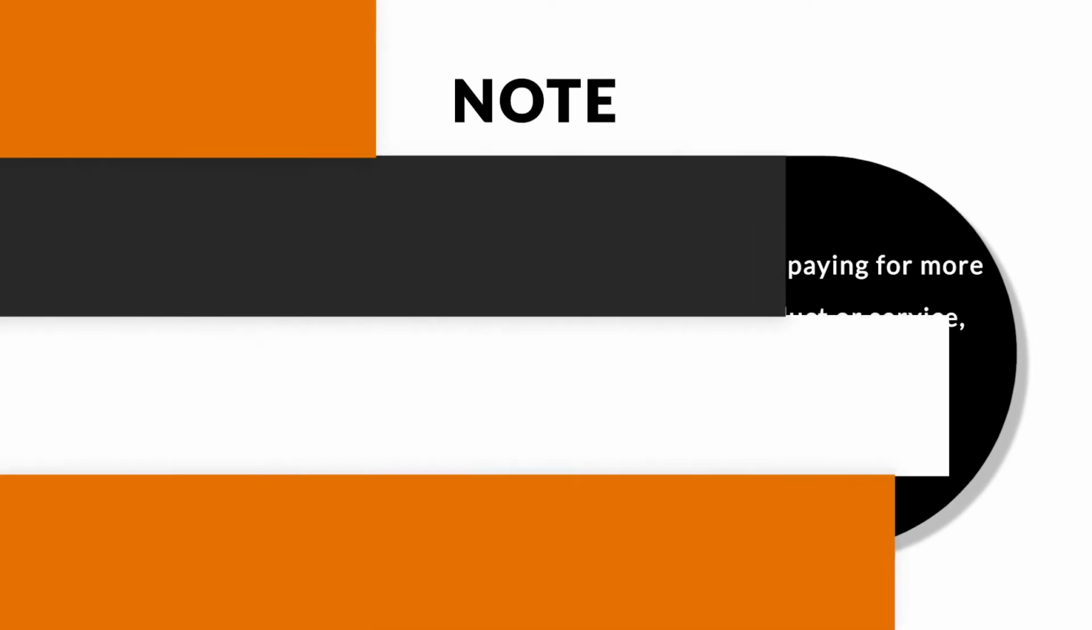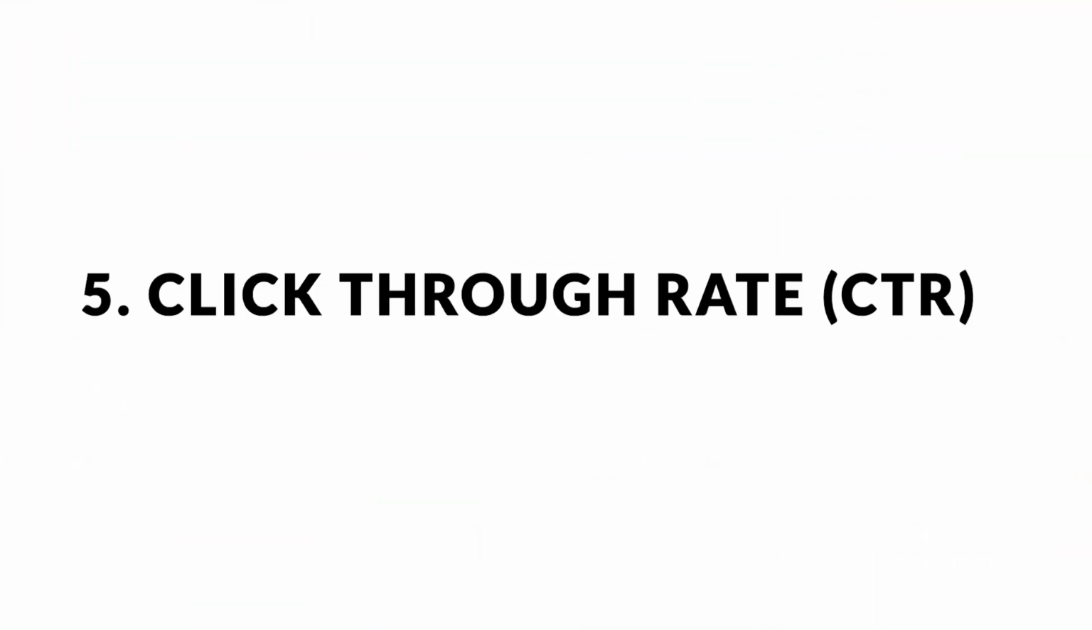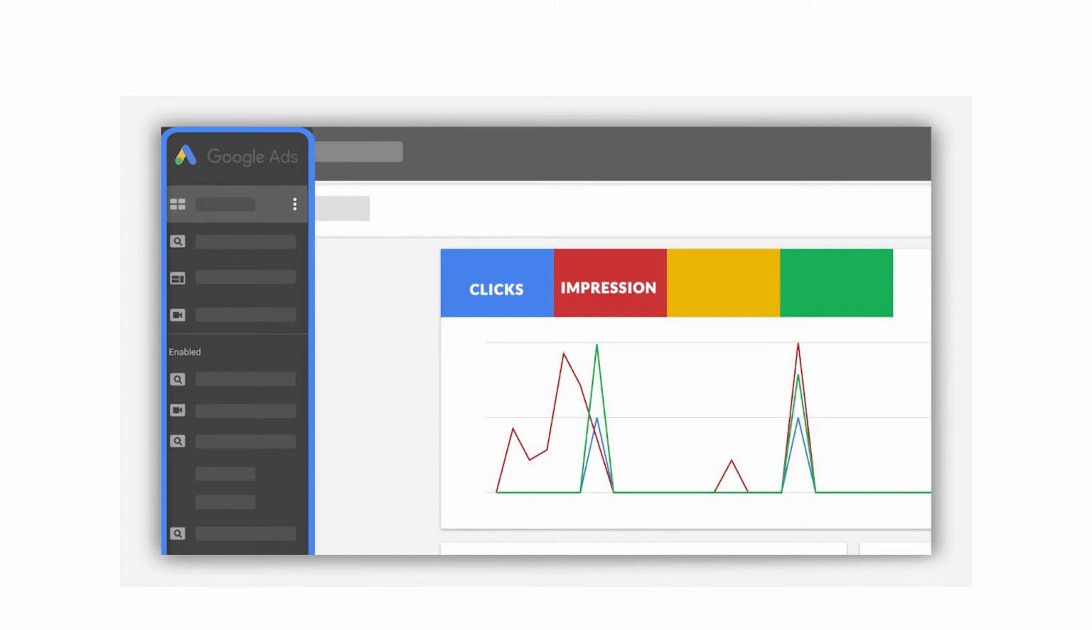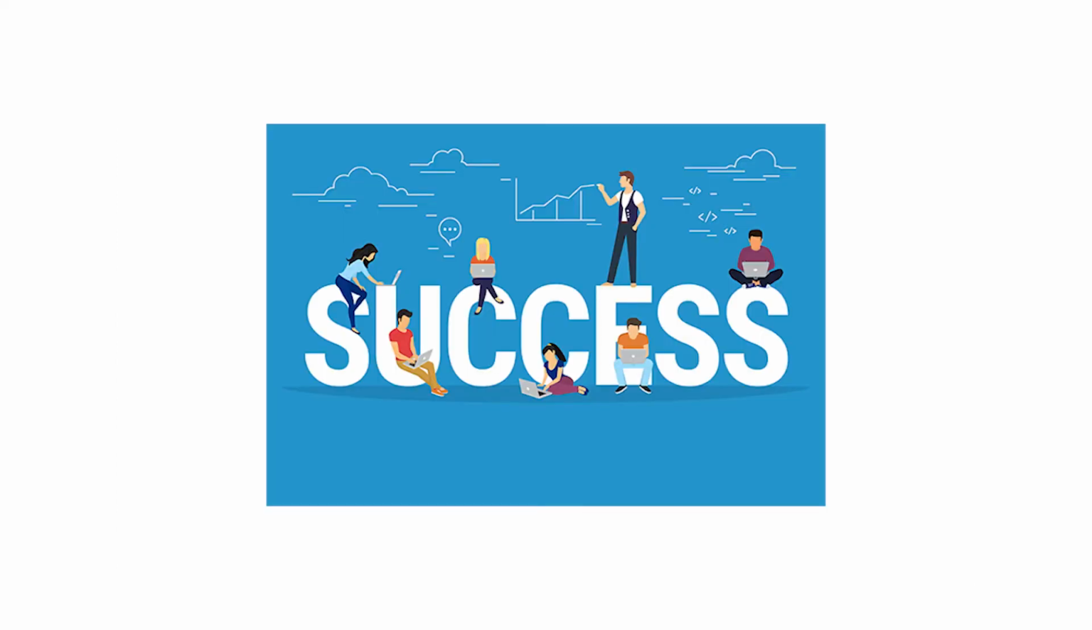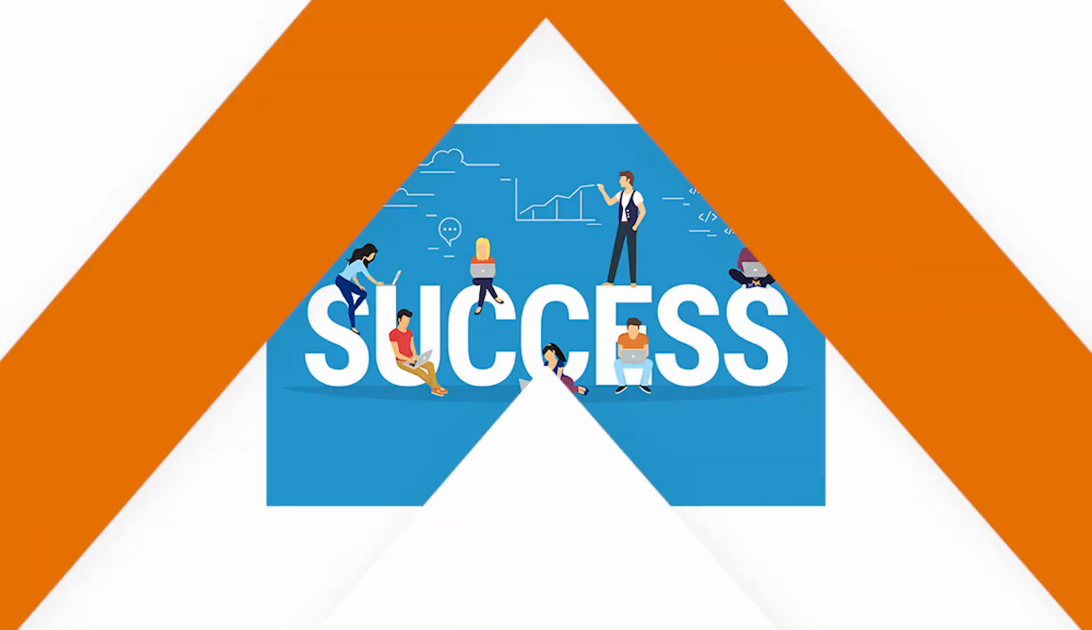5. Click-through rate, CTR. Here is the scale that measures an ad's effectiveness by comparing the number of clicks per ad to impressions. Say it's the ratio of CPC to CPM, which is a metric to suggest the advertiser's success and effectiveness.